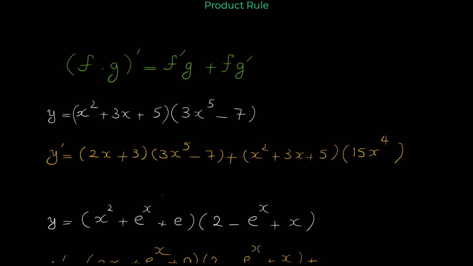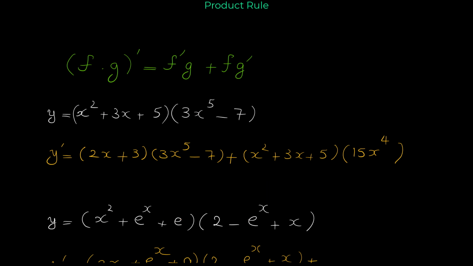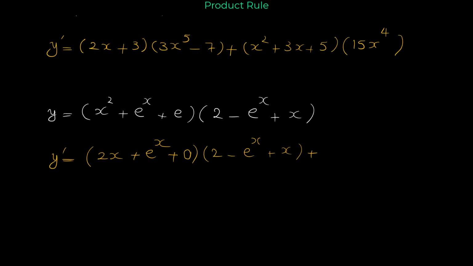let's see what the product rule was. Then we have to write the first function, then plus f. F is the first bracket, just write the first bracket multiplied by the derivative of the second bracket. So here in this example we write the first bracket, which is x to the 2 plus e to the x plus e, and now we have to take the derivative of the second bracket.